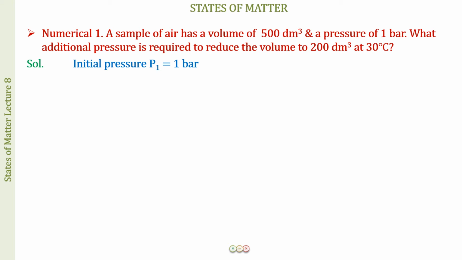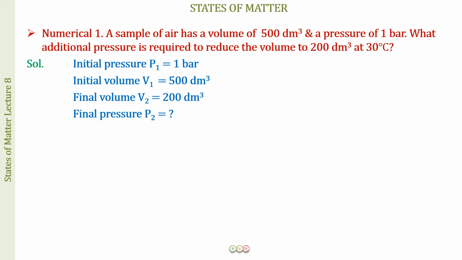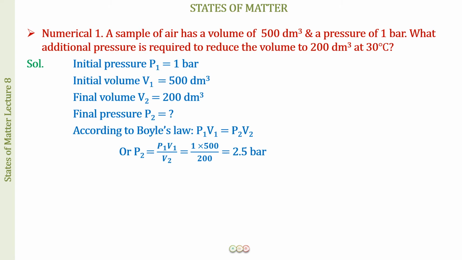So the initial pressure P1 is 1 bar. The initial volume V1 is 500 decimeter cube. The final volume V2 is 200 decimeter cube. And the final pressure P2 is something that we have to find out, which is very easily determined from P1V1 equal to P2V2. So just put those values in, and the value of P2 you will get is 2.5 bar.